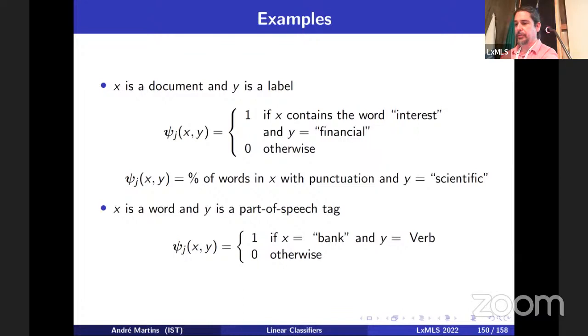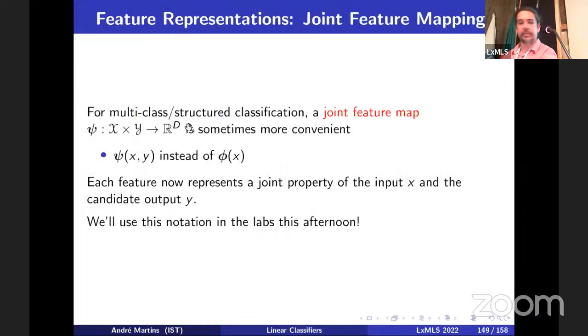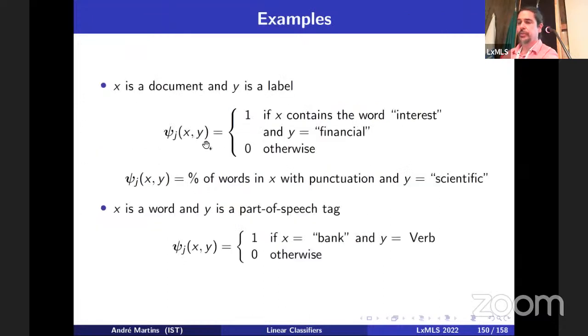Here's an example. If x is a document and y is a label, we could define a feature, and I'm using the letter psi for these joint feature mappings. We could define a feature that has the value 1 if the document contains the word "interests" and the topic of the document, the label, is financial, and 0 otherwise. Or I could define a feature which is the percentage of words in x that are punctuation, and the label could be "scientific", and several other examples. So all these features are combining properties of x with properties of y.